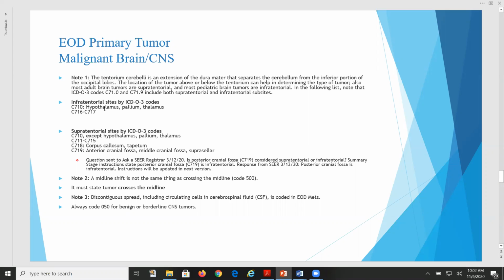And I meant to mention too, in regard to infratentorial and supratentorial sites, it's important for you to understand the distinction in the event that you have a single tumor that extends from an infratentorial site to a supratentorial site or vice versa. That's going to make the difference as to whether you code 100 or 500 in the EOD, or whether you code localized or regional in summary stage.